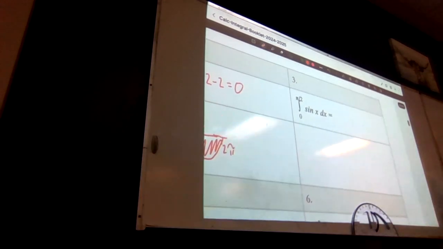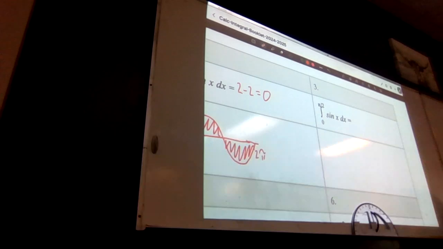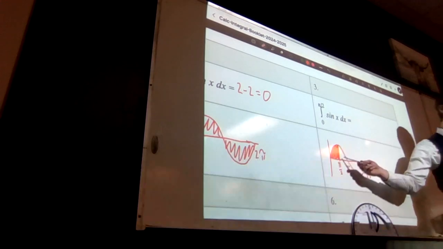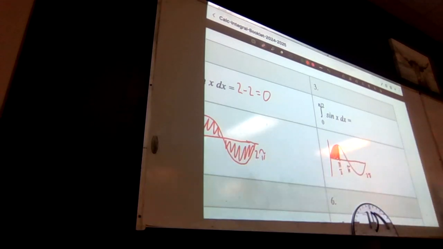How about for 0 to pi over 2? Let's go ahead and graph this out again. This is pi. Where would pi over 2 be? In the middle on the first. Right here. So, what is the area here? It is going to be 1. Very nice. Okay.